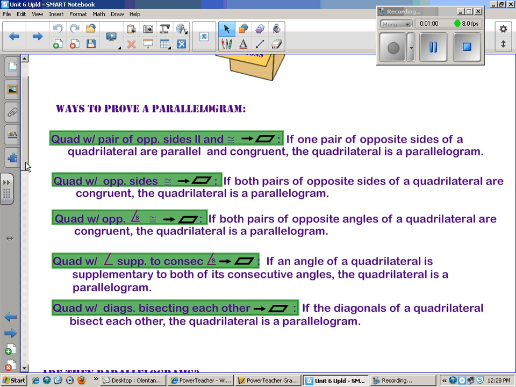So instead of saying parallelograms have opposite sides congruent, we say if a quadrilateral has opposite sides congruent, then it's a parallelogram. If a quadrilateral has opposite angles congruent, then it's a parallelogram. If a quadrilateral has consecutive supplementary angles, then it's a parallelogram. If diagonals bisect each other, then it's a parallelogram.